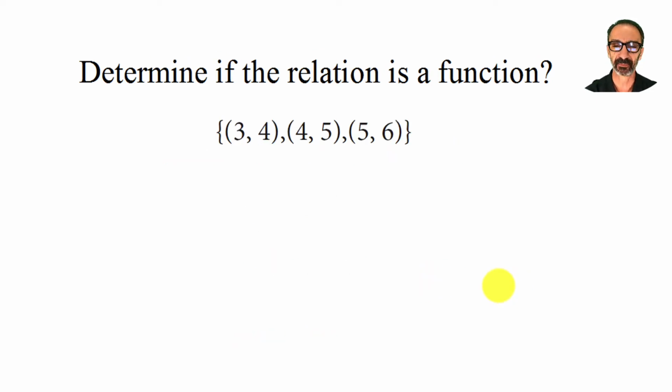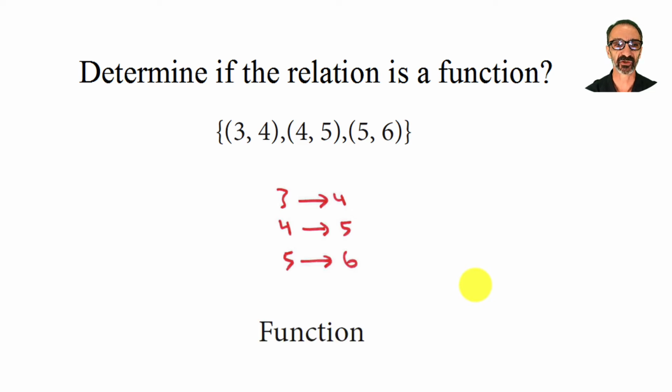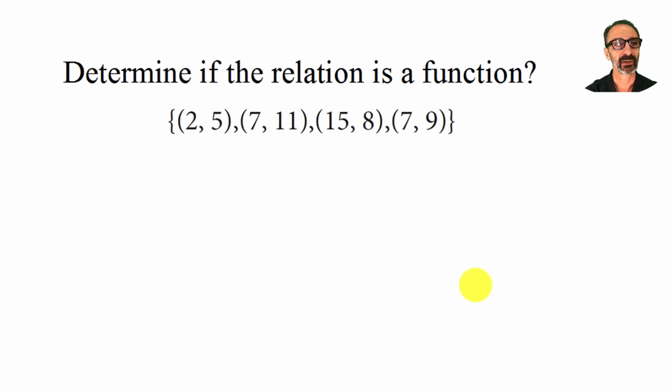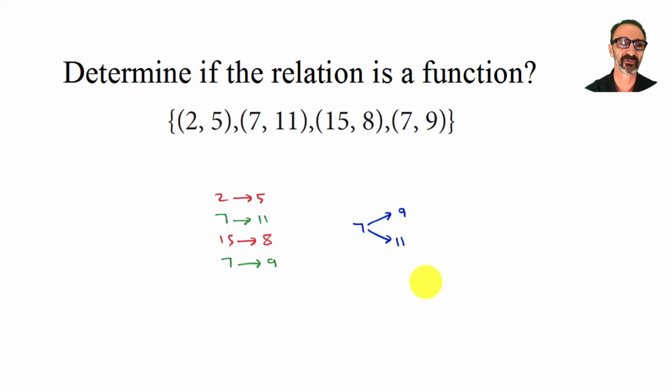Here's another example. It doesn't have to go straight like -1 to -1 and 1 to 1 and so on. Here's another view of what's going on. So that is clearly a function. Here's another one. Notice that if you pay enough attention, 2 is going to 5 and 15 is going to 8. That is totally fine.